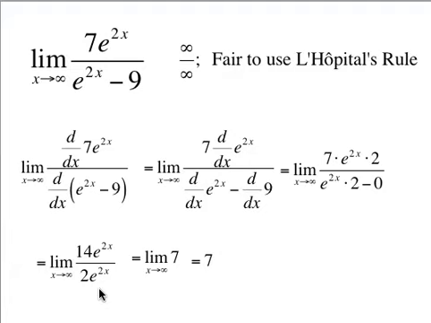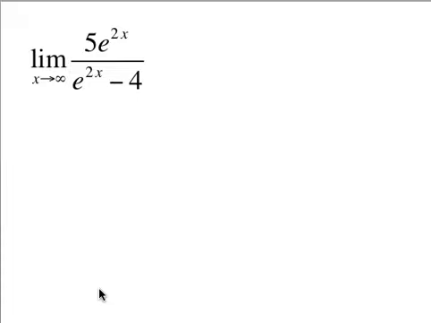So the next problem is very similar to the first one. I encourage you to pause the video, try it on your own, and see if you can get the correct answer. That is the limit as x goes to infinity of 5e to the 2x over e to the 2x minus 4. Pause the video and see what you get, and then check the results by running the video.